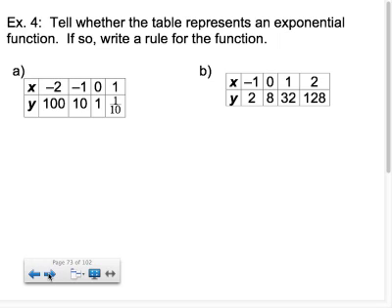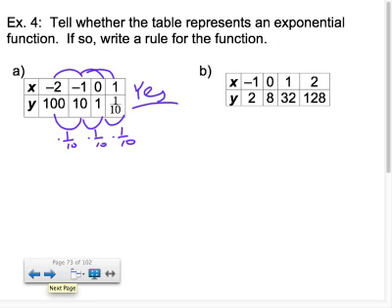Okay, example 4 says tell whether the table represents an exponential function. If so, write a rule. So remember, for an exponential, the thing that you're looking for is, for each consecutive x, which these are all consecutive, so that makes life easy, is there a constant multiplier? Okay, and the answer here is, right, to go from here to here, you're dividing by 10, but dividing by 10 is the same thing as multiplying by 1/10. To go from 10 to 1, times by 1/10. To go from 1 to 1/10, times by 1/10. So this one is yes, it is.